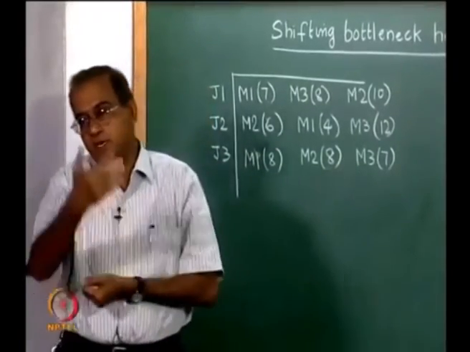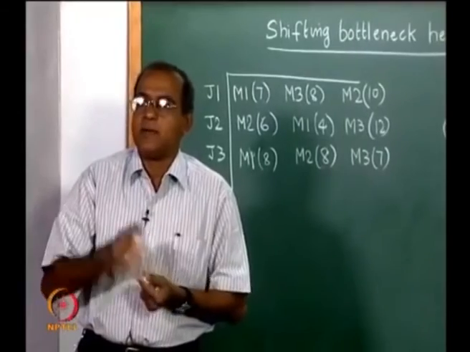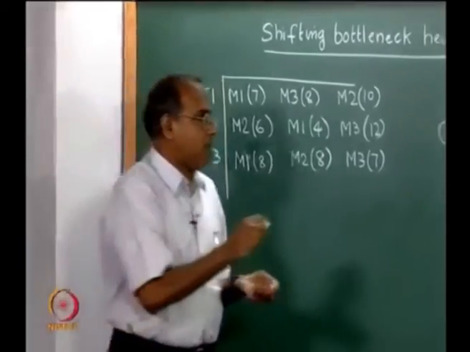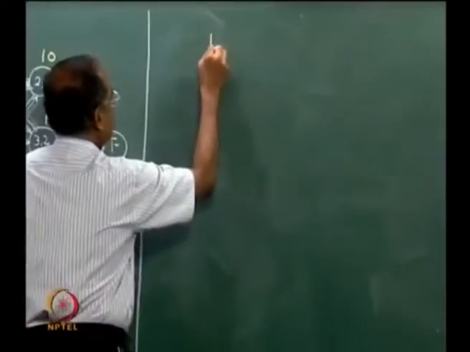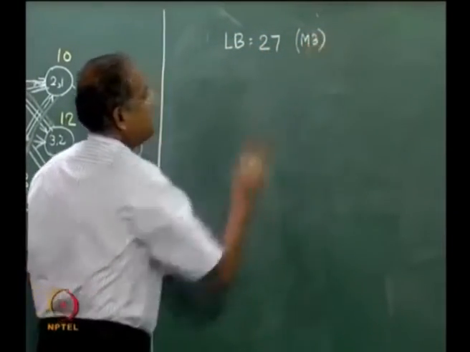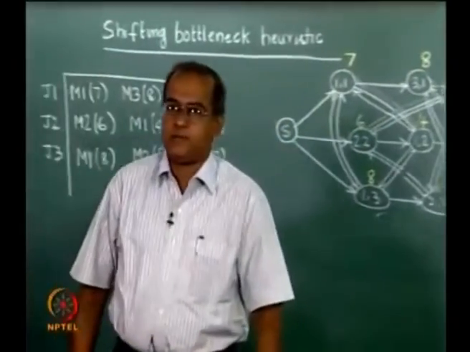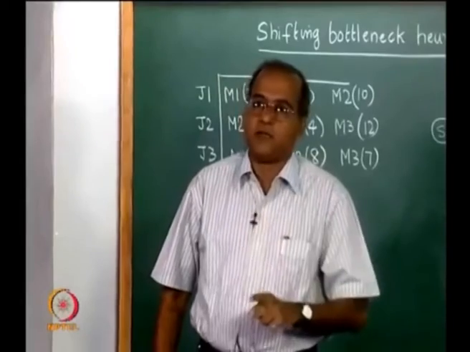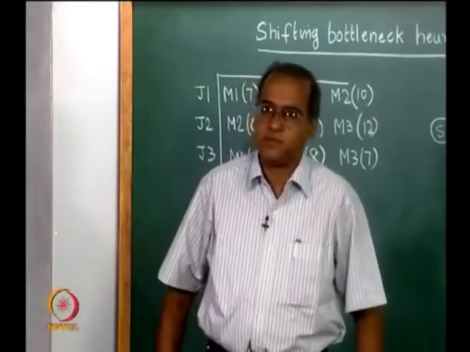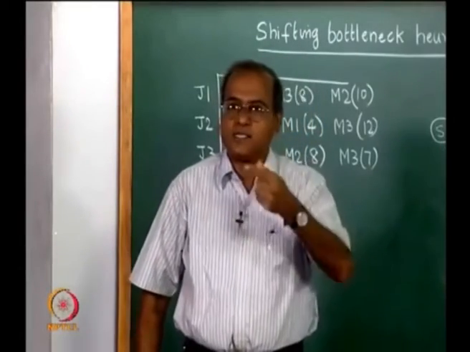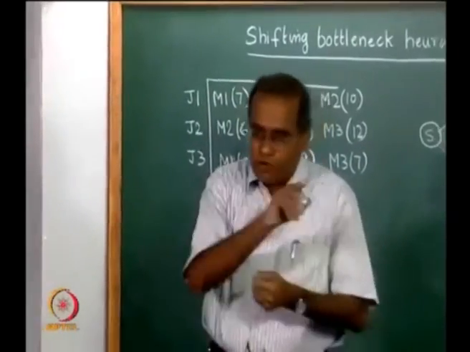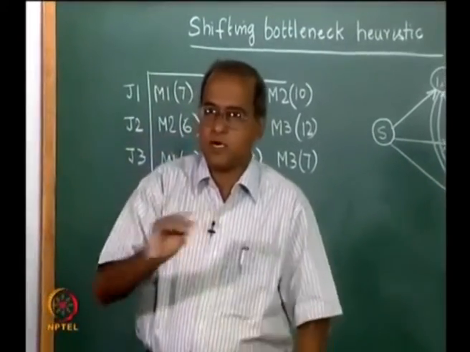Now, we can say that since M3 alone requires 27, obviously the makespan has to be greater than or equal to 27. So, we start with a lower bound on the makespan as 27, which is for M3, and then we identify M3 as the first bottleneck machine because it has the highest load amongst the 3 machines. Now, we apply the 1|rj|Lmax algorithm on machine M3 as the bottleneck machine.